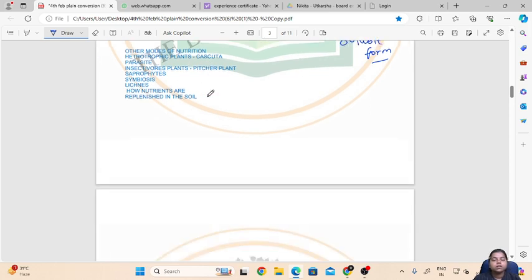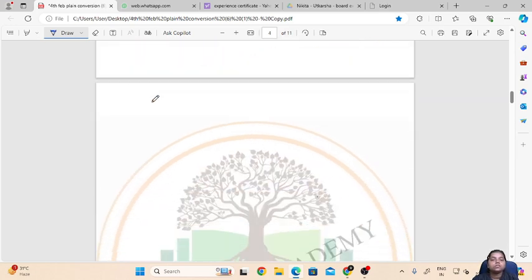Okay, so now we'll see other modes of nutrition. Till now we have seen heterotrophic and autotrophic. Autotrophic plants produce their food by themselves, and heterotrophic is taking food from others, correct? That is done by animals and plants. So there is another mode of nutrition also, heterotrophic plants. Now we have seen that plants prepare their own food, correct? But there is something which is called heterotrophic plants. Okay, what is that? We'll see.